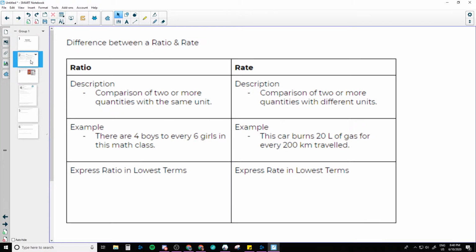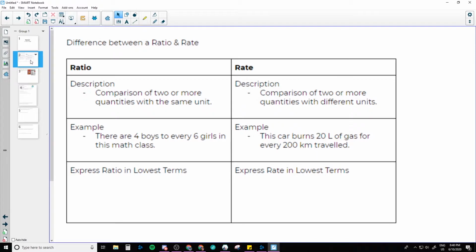We're going to take a look at this chart. So a ratio is a comparison of two or more quantities that have the same unit, whereas a rate is going to be a comparison of two or more quantities still, but these have different units, okay? A ratio might say, okay, we have 4 people at this dance from this school for every 2 people at this dance from this other school.